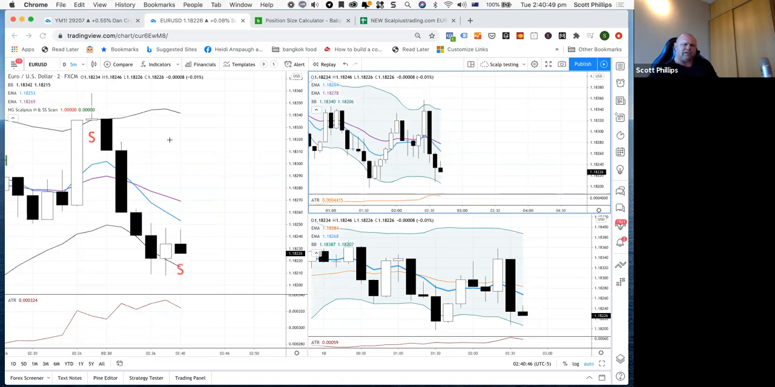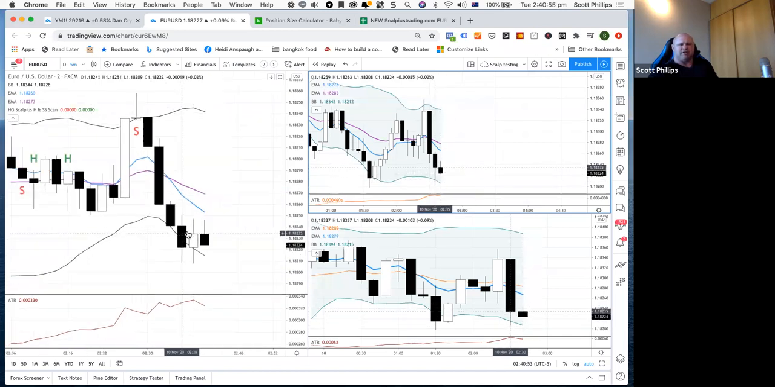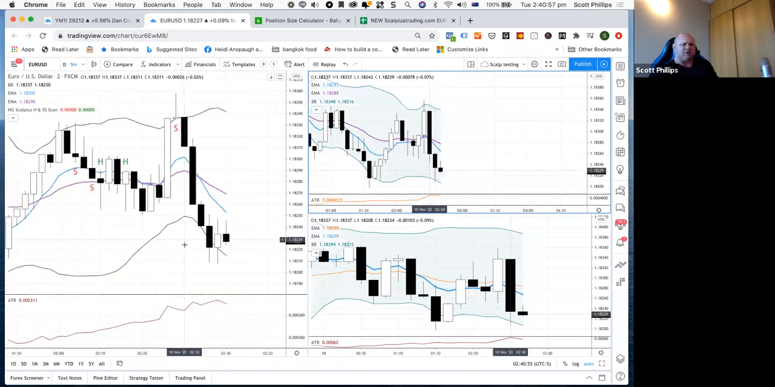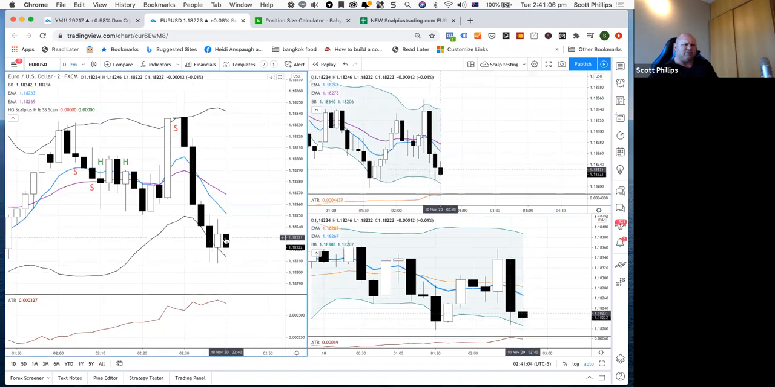Okay, so you can see this is happening now, right? We are pretty close to getting a setup. So now is the time when we start to figure out, have we got a decent risk reward? And what are our parameters and what's our position size?